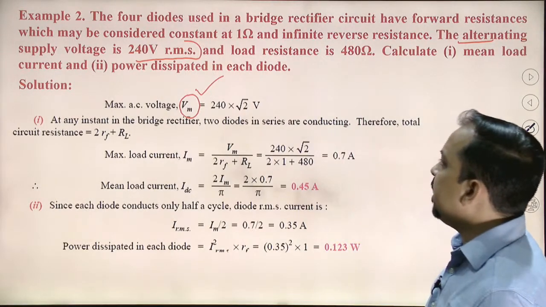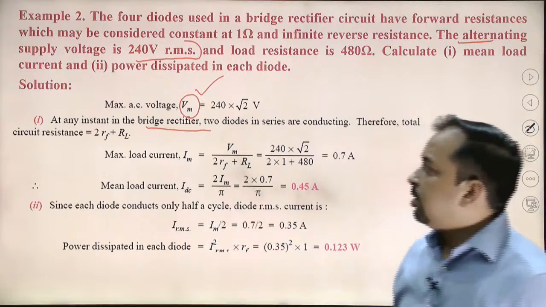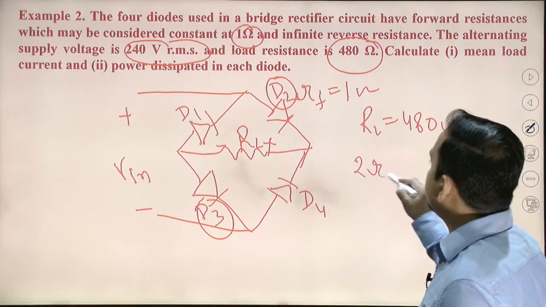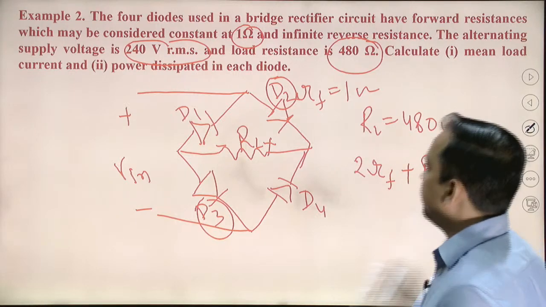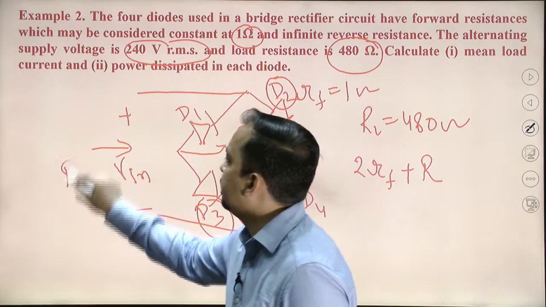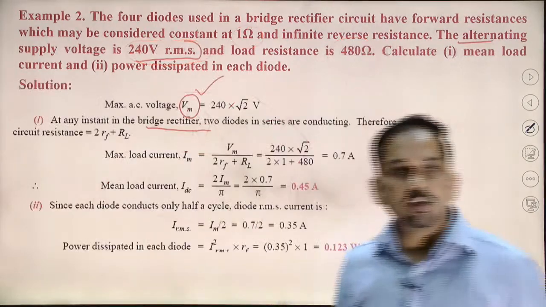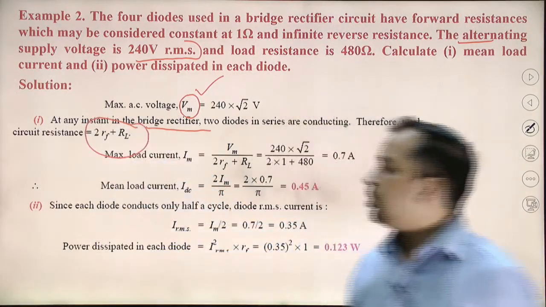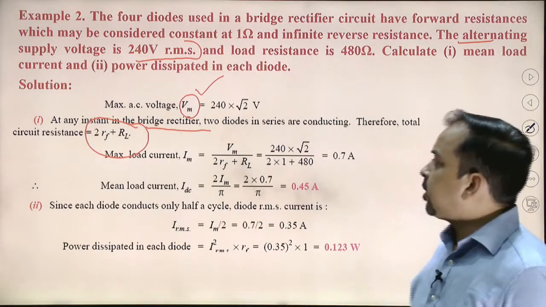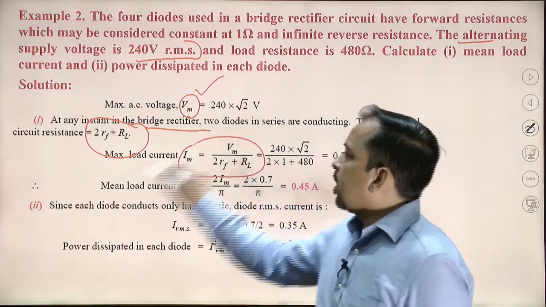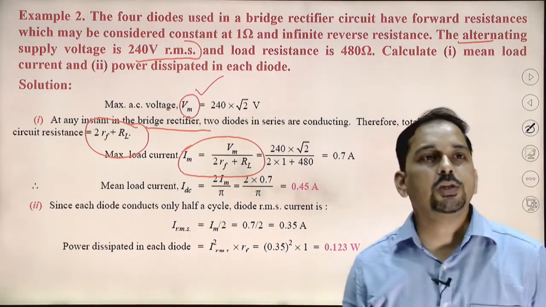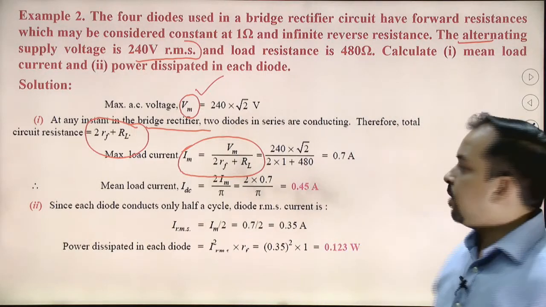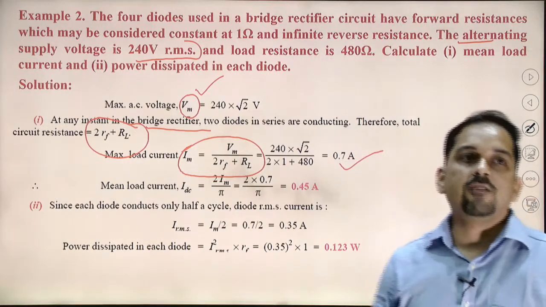Now at any instance in the bridge circuit, the effective resistance is nothing but 2 times RF plus RL. We can consider both cases, the negative cycle and the positive half cycle, and we get the same amount of resistance, which is 2 times RF plus RL. So the maximum current can be obtained by Im equals the maximum voltage divided by the effective resistance, which is Vm divided by 2 times RF plus RL. We get a result of 0.7 ampere.